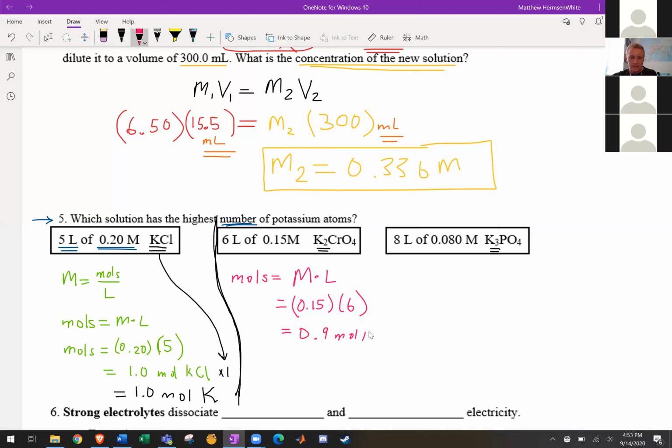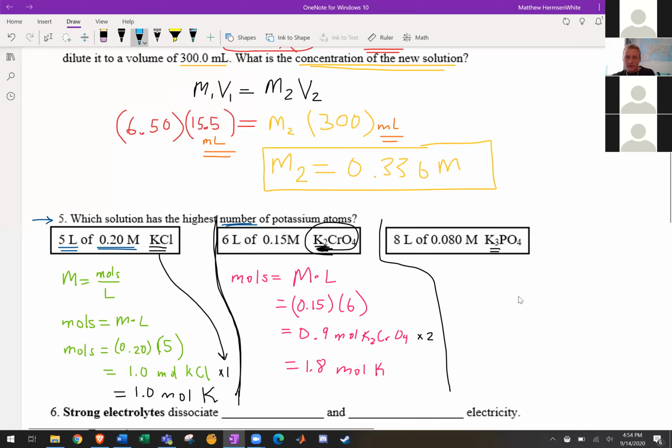moles of K2CrO4. So notice whenever you do these calculations, you're always going to get the moles of this substance, not the potassium. So once again, to get the potassium, we're going to have to multiply this by 2. Why times 2? Well, because there's 2 potassiums in each K2CrO4. So this will give us 1.8 moles of potassium.